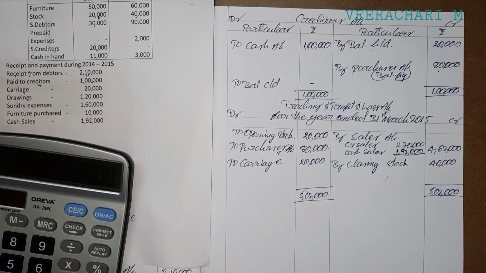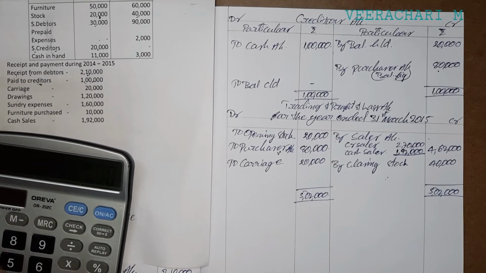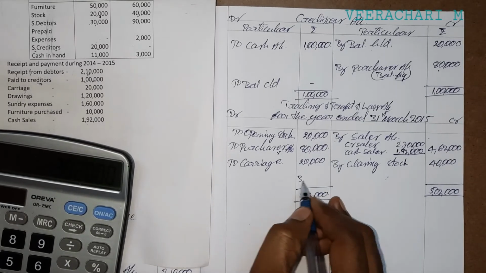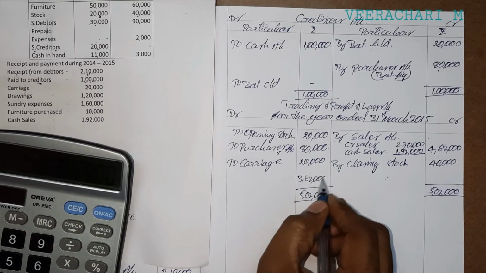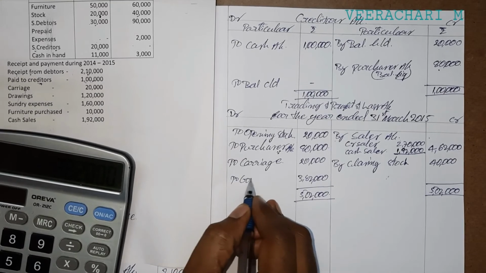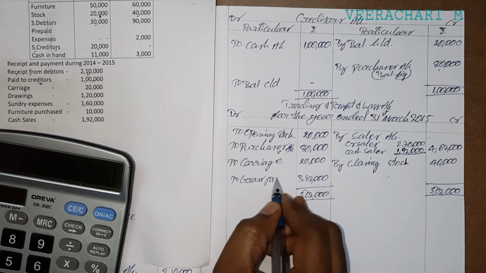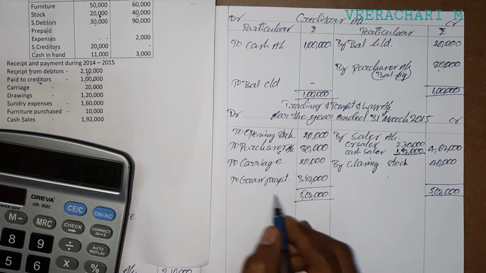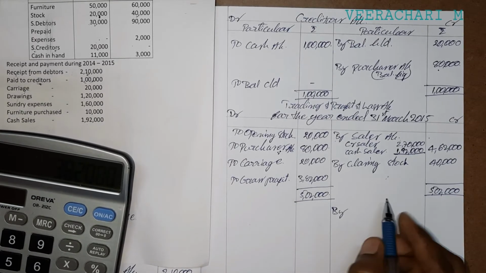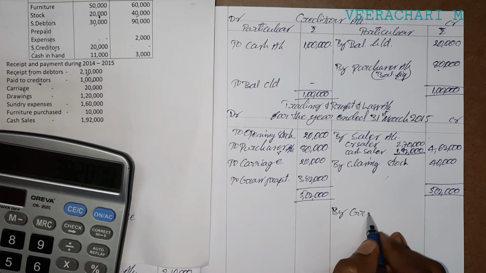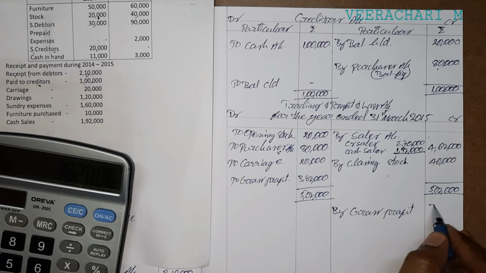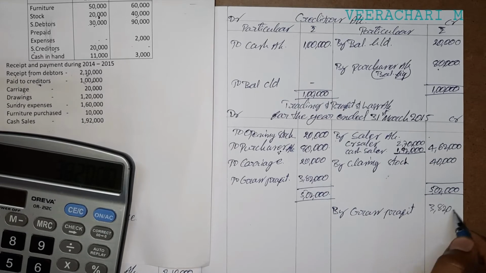5,02,000 minus 20,000 minus 80,000 minus 20,000 again. So it is 3,82,000, to gross profit. This is the same gross profit. You can write on the credit side in the profit and loss account, by gross profit, that is 3,82,000.